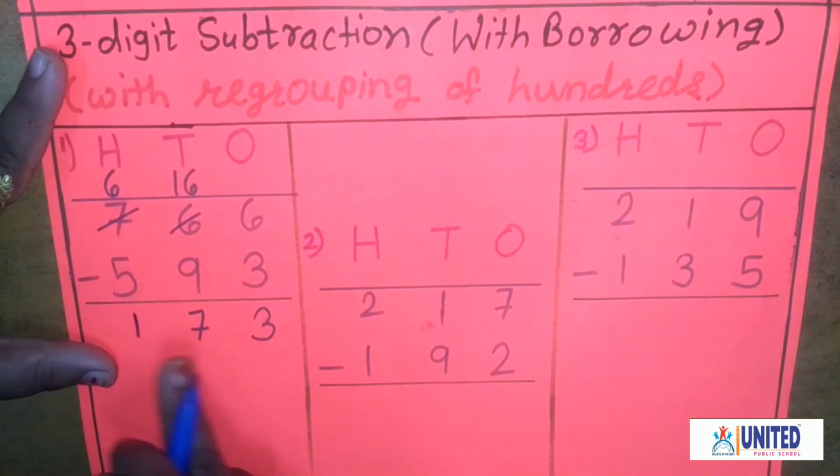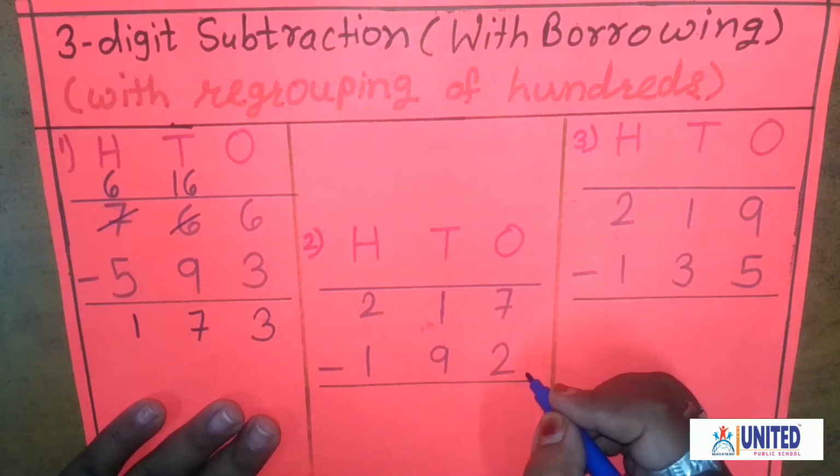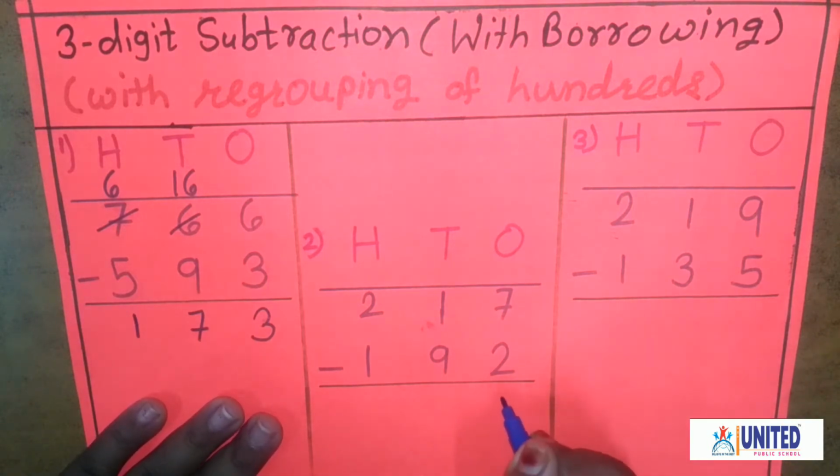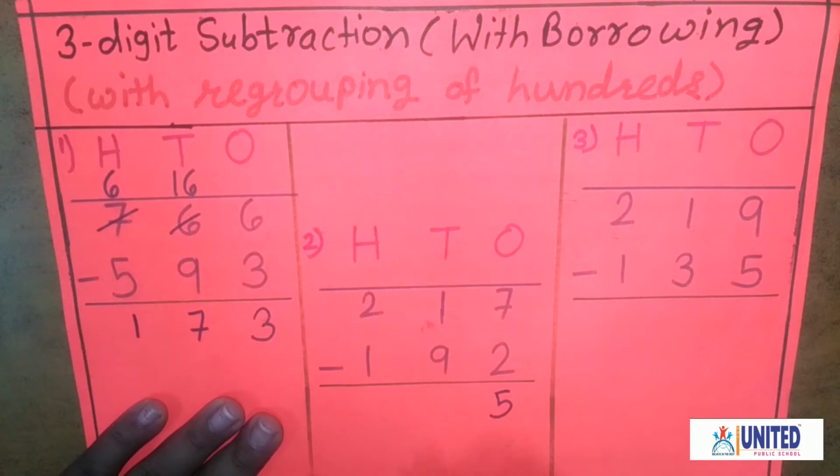Okay, so our answer is 173. Now in number 2, again start from the ones column. 7 minus 2, possible? Yes. So 7 minus 2 is what? 5. Now tens column, 1 minus 9, possible?